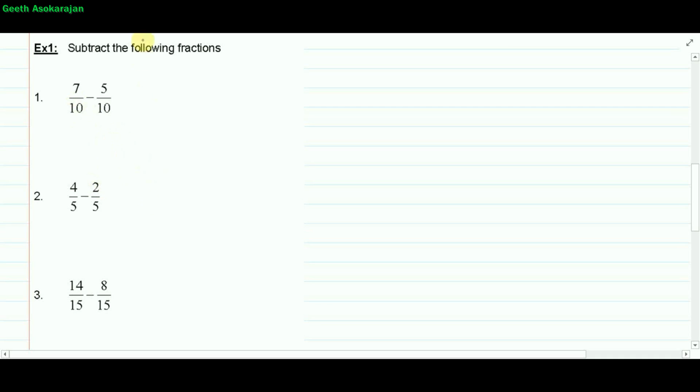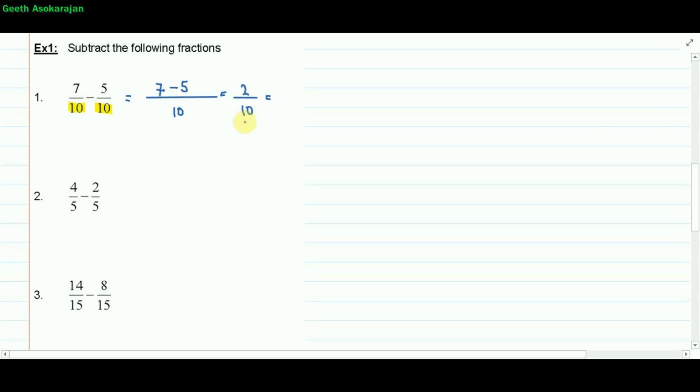Right, for number 1, let's check whether the denominators are the same. So I have a denominator of 10 here, a denominator of 10 here. So the denominators are certainly the same. So let me have a common denominator of 10. And let's subtract the numerators. So 7 take away 5. So 7 take away 5 is 2. And it's 2 divided by that 10 below.